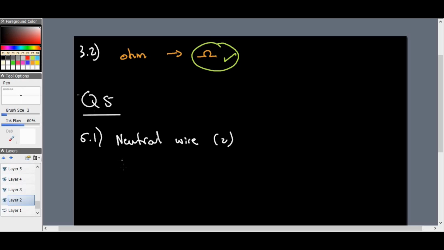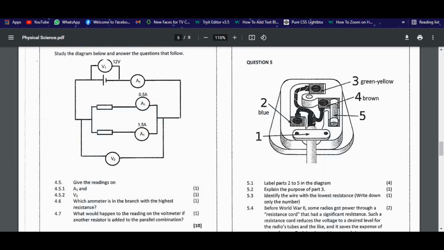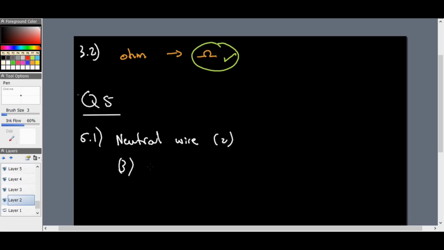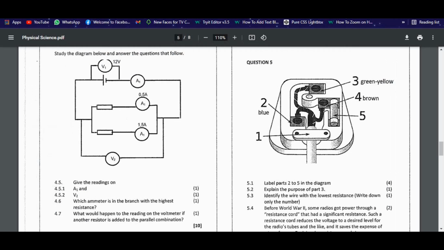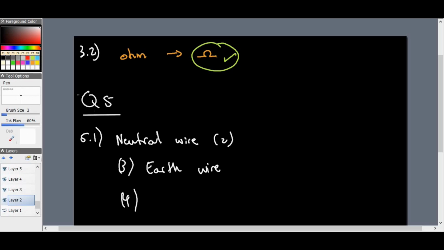And then number 3, what was number 3? Was the green yellow. What's the green yellow wire? Earth wire. Fantastic, it's the earth wire. And then number 4, let's have a look here. What's the brown wire? Live wire. It's the live wire.